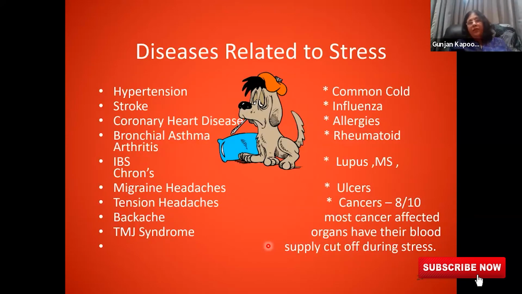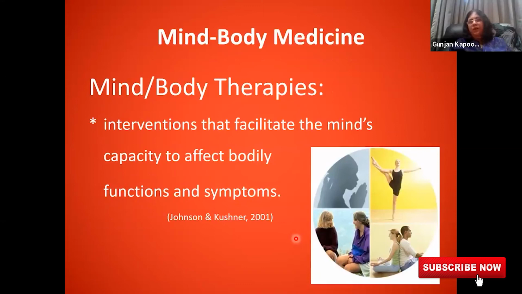So you see the list of diseases which you can guess only because you are carrying chronic emotional and mental stress in your body. And I want to look at this also. Diseases like cancer or malignancies can also have underlying stress as the cause. It has been found that 8 out of the 10 most cancer-affected organs have their blood supply cut off during stress. So somewhere this stress is producing a problem in your body.